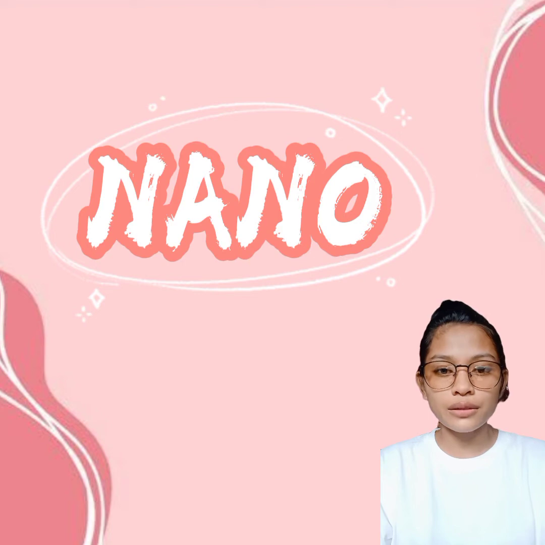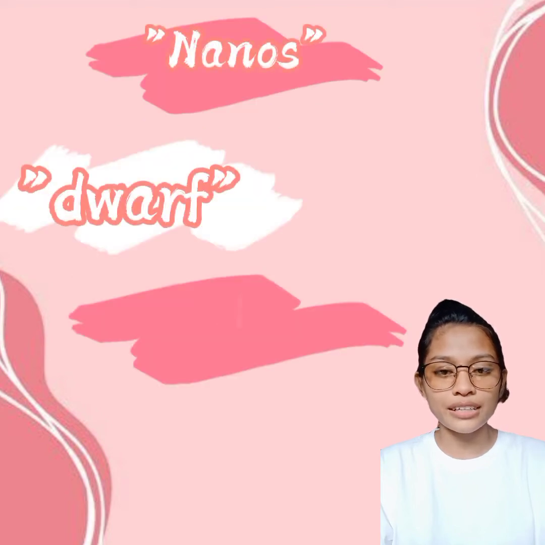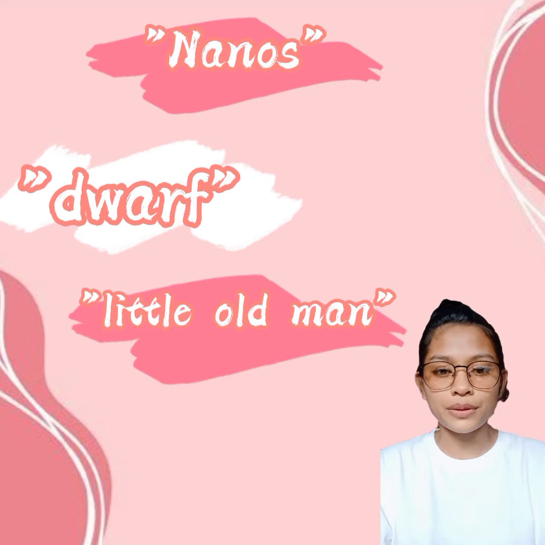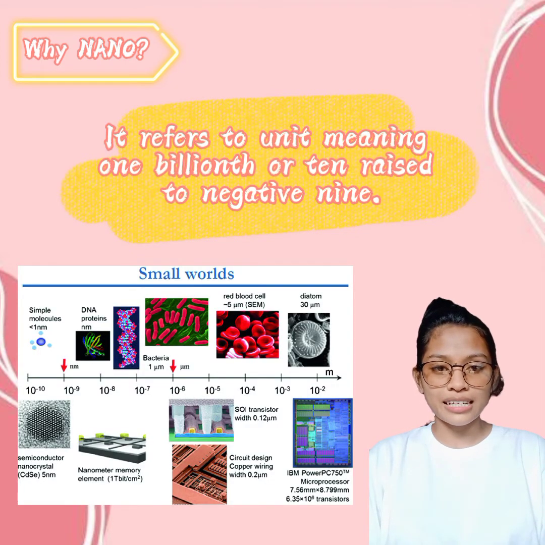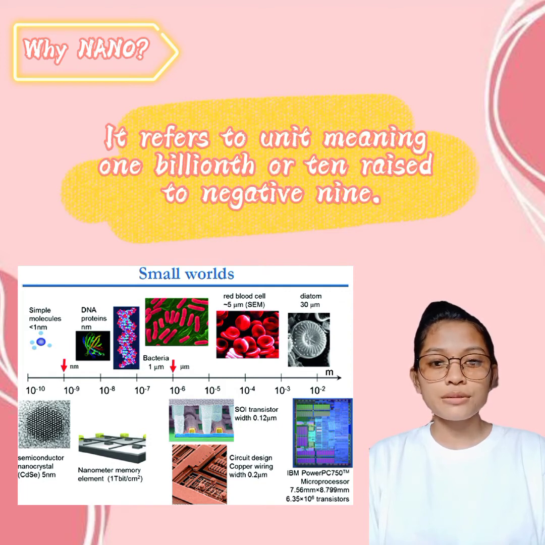So right now, we will talk about nano. From the Greek word nanos, which means dwarf or little old man, meaning extremely small. Just how small is nano? The term nano refers to a unit meaning one billionth, or 10 raised to negative 9. So it can be compared to the size of a DNA. Now, for example, sa blood cell, may nucleus, may DNA. We all know that in a cell, there is a nucleus which controls everything. So inside the cell, there is a DNA. Ganun po kaliit yung nanotechnology on a small scale.